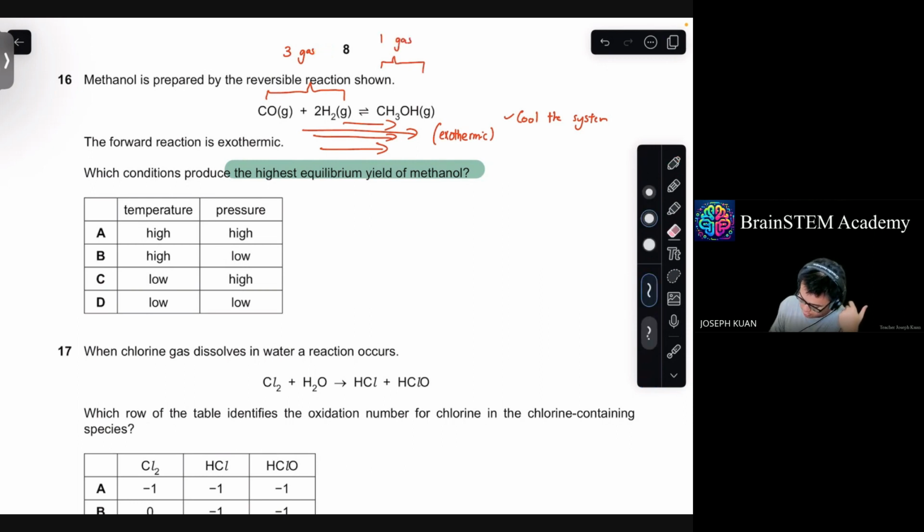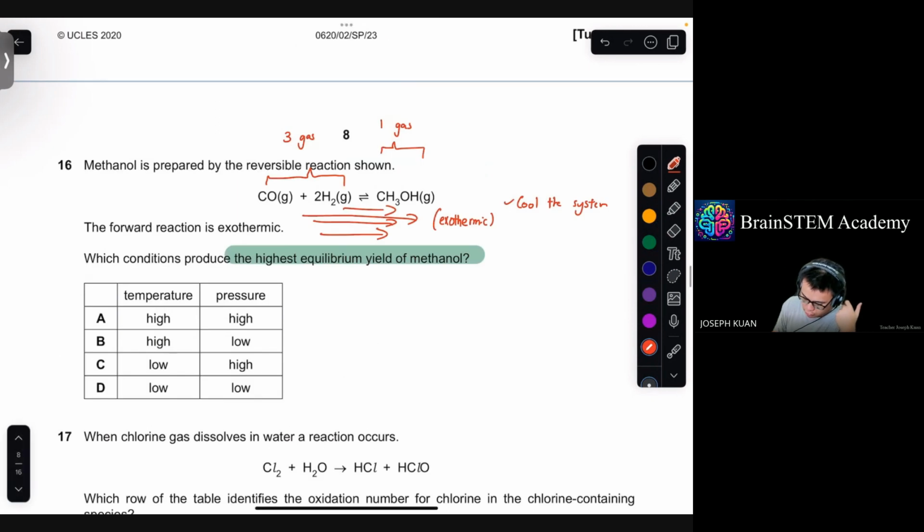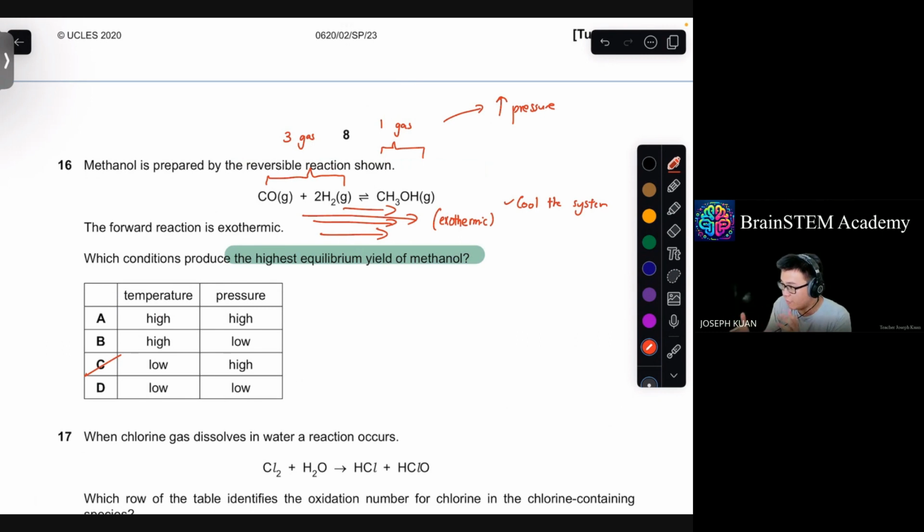So in order to drive this forward, you will have to increase the pressure. So the answer for this is C. Right, a lower temperature and a higher pressure will drive the reaction, will cause the equilibrium to favor the forward reaction.